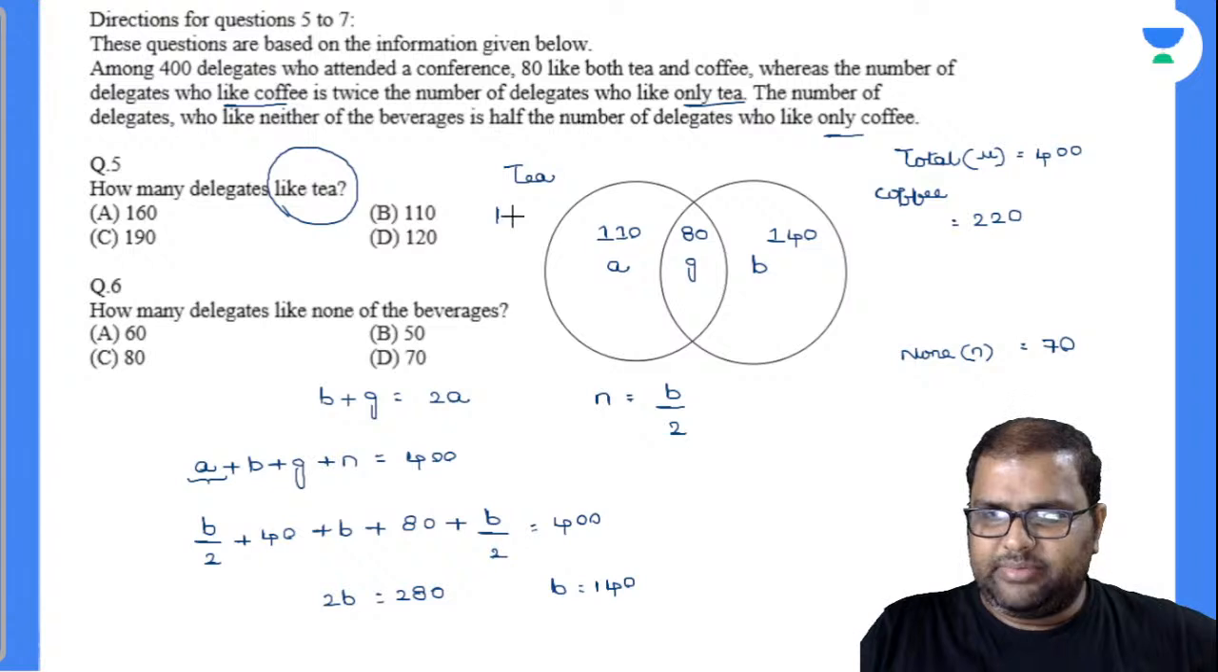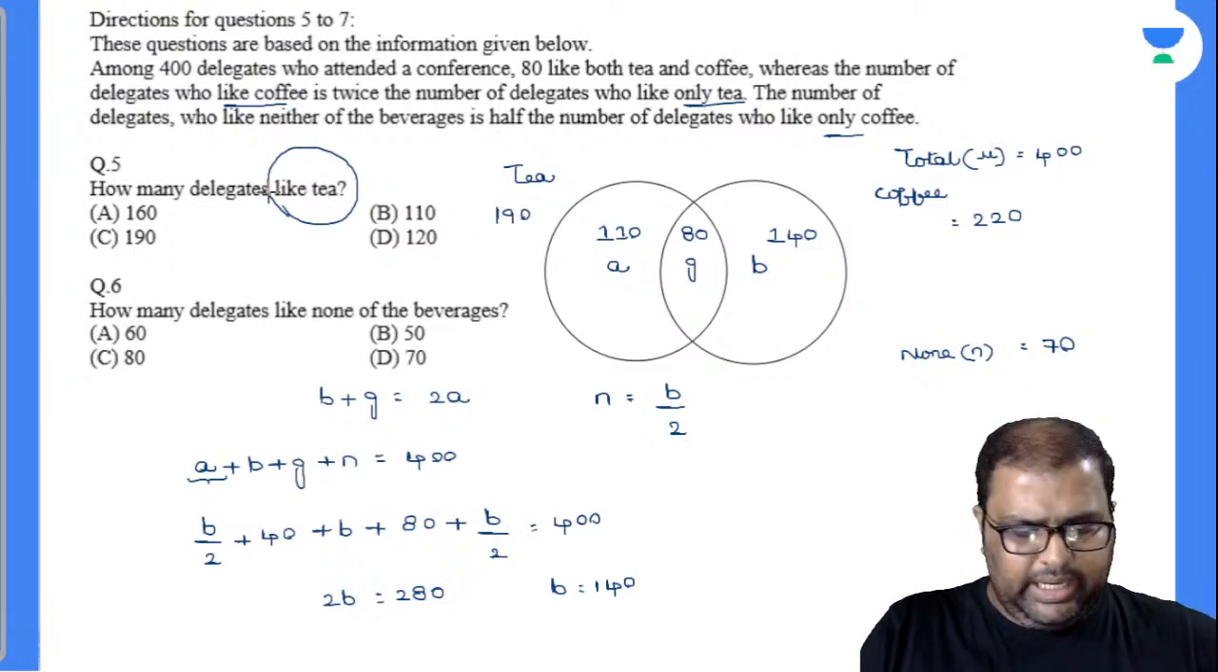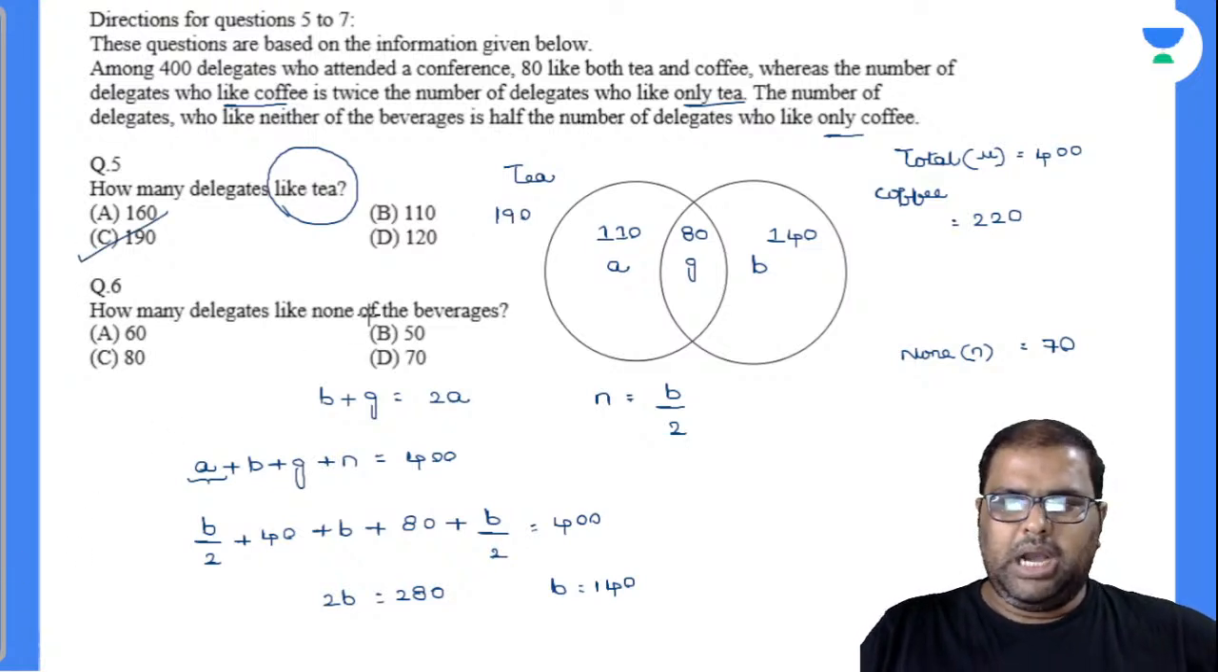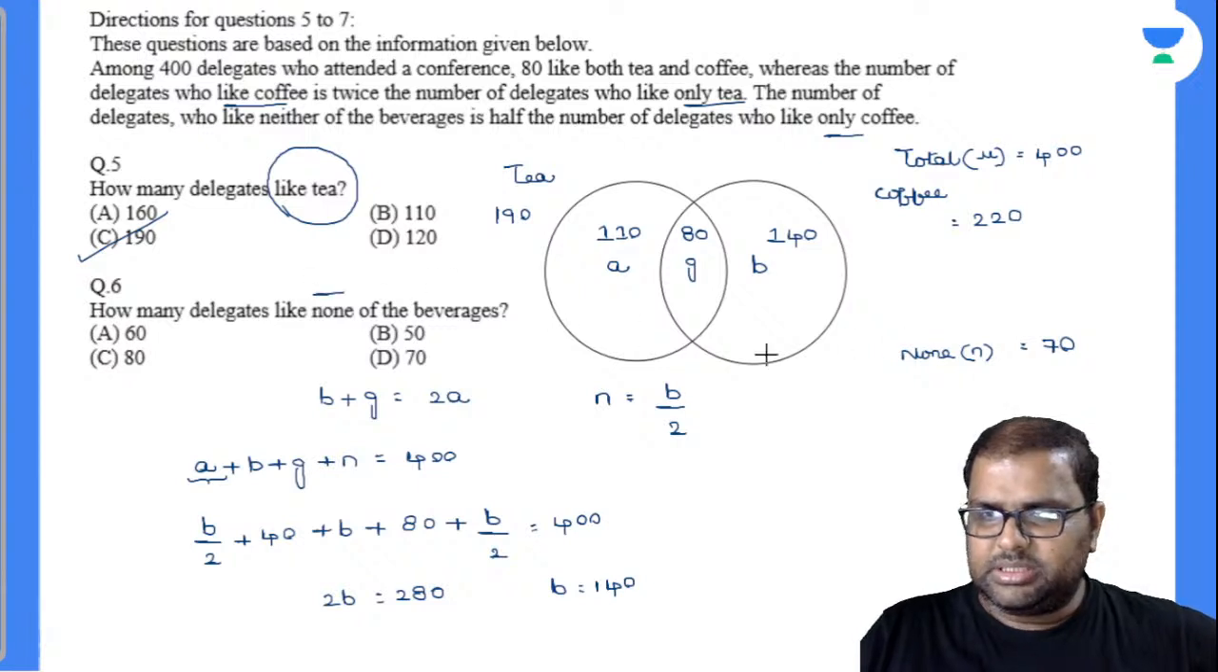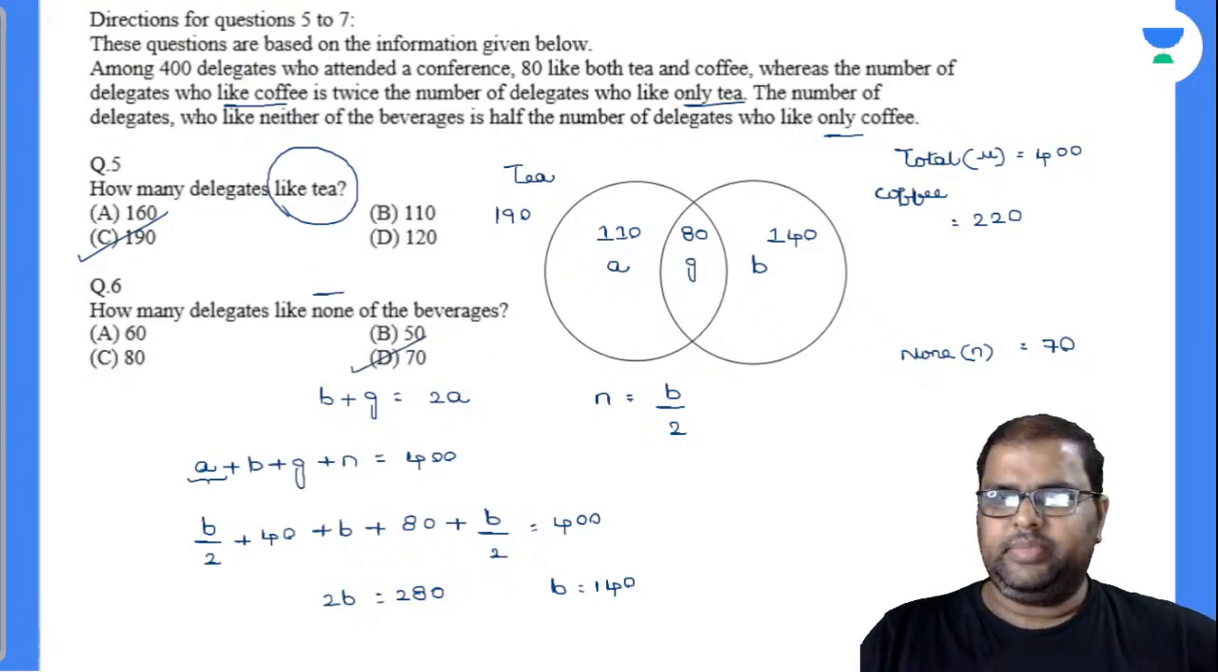110 plus 80, is it 190? Is it given only T? No, 190. How many delegates like none of the beverages? None of the beverages is 70. Come to the next one.